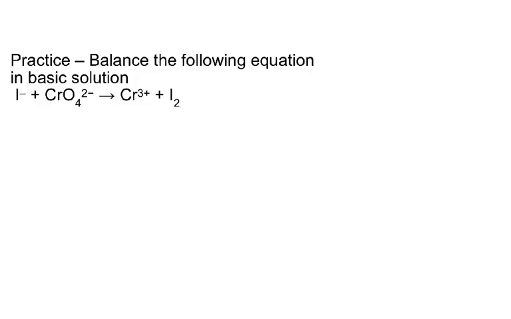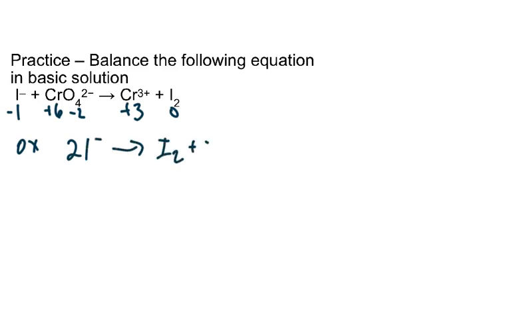One more. Balance the following equation in basic solution. So again, I would recommend pausing the video, working this through. So -1, -2, +6, +3, 0. So my oxidation, again, is going to be 2I- goes to I2 plus 2 electrons.